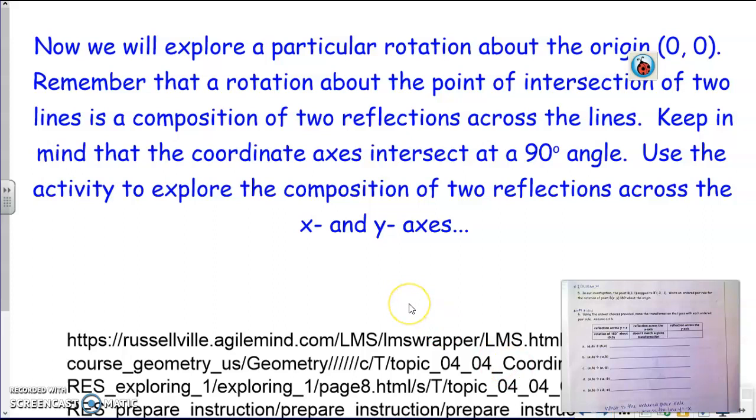All right, so we're going to be exploring a particular rotation around the origin, which remember is just the point 0, 0. Remember, a rotation about the point of intersection of two lines is a composition of two reflections across those lines, and that's what we did in that previous activity. Keep in mind that the coordinate axes intersect at a 90-degree angle. So we're going to use this activity to look at the composition of two reflections across the x and the y axis.